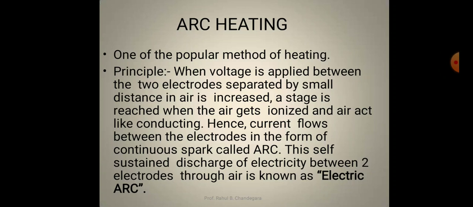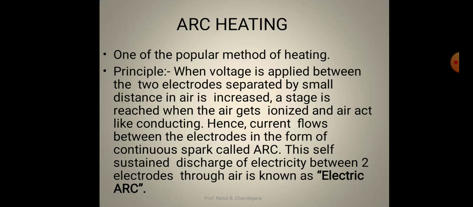In arc heating, there are two types: direct arc heating and indirect arc heating. One of the popular methods of heating is arc heating. When voltage is applied between two electrodes separated by a small distance in air, and this distance is increased by moving the contact, a stage is reached when the air gets ionized and acts like a conductor. Hence, current flows between the electrodes in the form of a continuous spark called an arc.